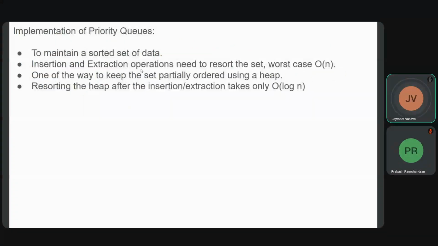So how do you implement it? First, we have to maintain sorted data whenever we implement a priority queue. As insertion and extraction operations need to resort the set, the worst case complexity becomes big O of n. So one way is to keep the set partially ordered using a heap. Resorting the heap after insertion and extraction takes only big O of log n complexity, because we are only partially ordering, keeping the heap ordered.